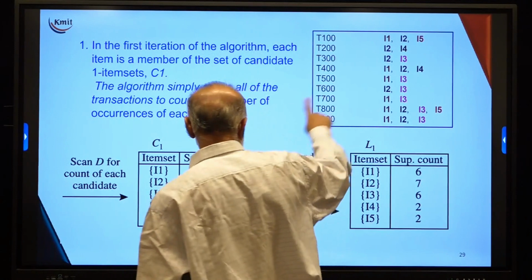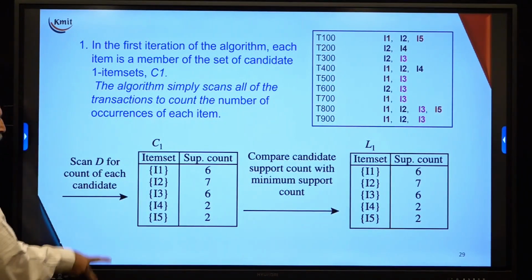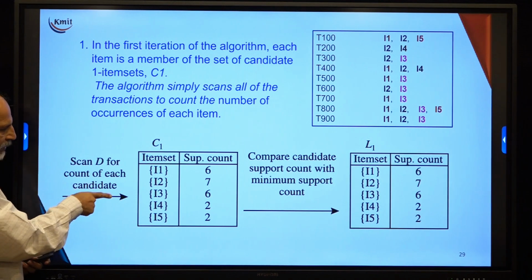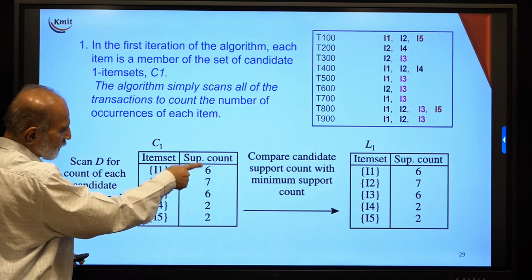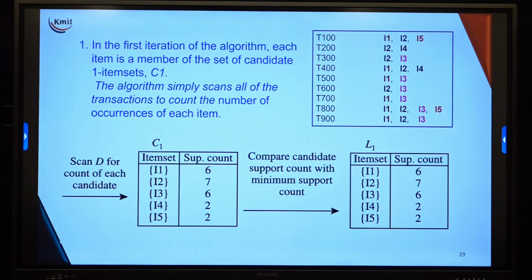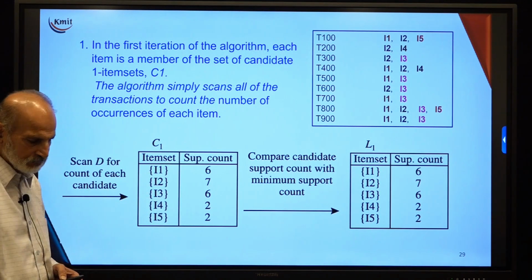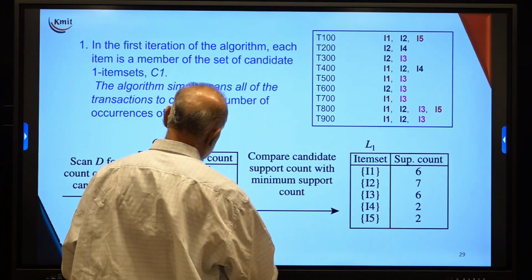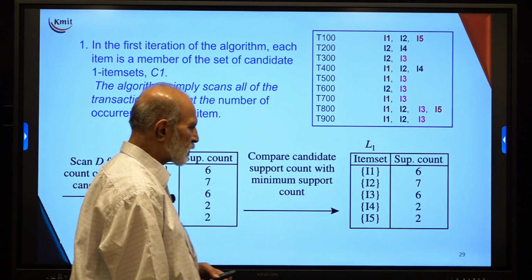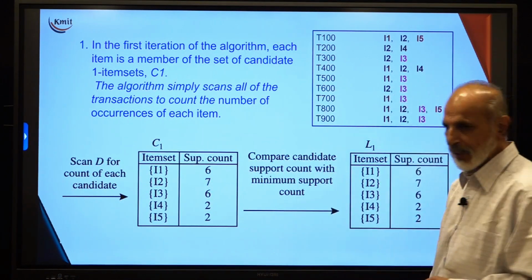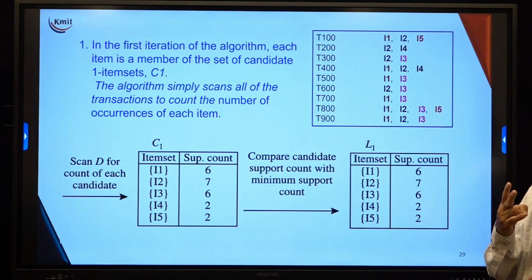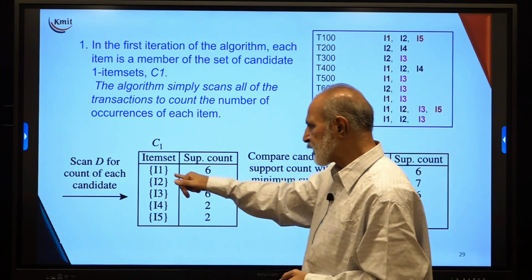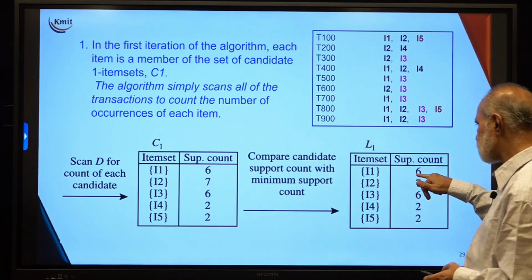That means I scan the entire data set, make a scan of D, and count each candidate item set. So, I have the items I1 to I5 and their support counts are 6, 7, 6, 2, 2. So I got another small table with the item set and the support count. Now we compare the candidate support count with the minimum support count. Say I take a minimum of 2; if I look at that, I1 has 6, so it is better than that.